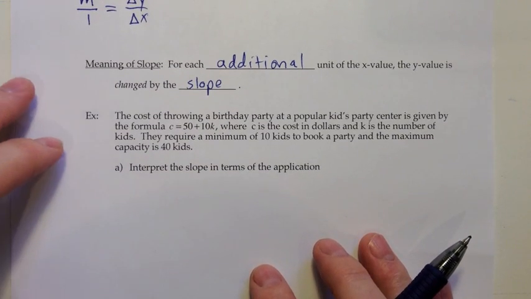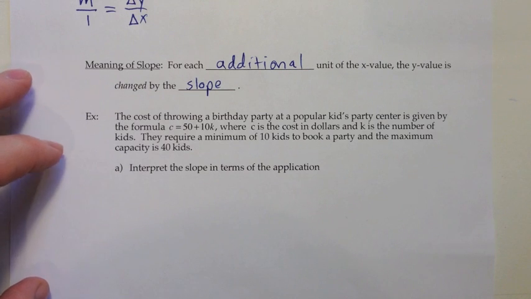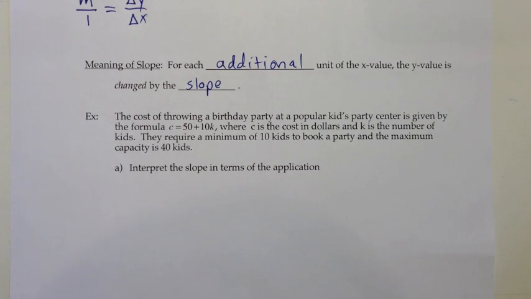The cost of throwing a birthday party at a popular kids' party center is given by the formula C equals 50 plus 10K, where C is the cost in dollars and K is the number of kids. They require a minimum of 10 kids to book a party, and the maximum capacity is 40 kids. Interpret the slope in terms of the application.